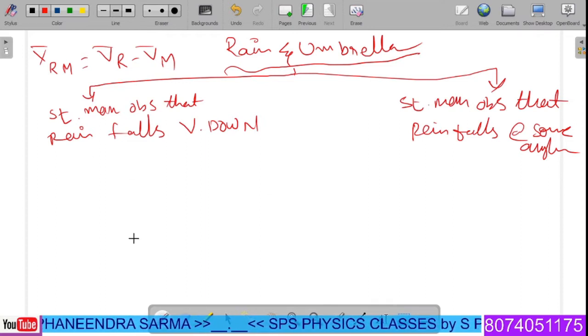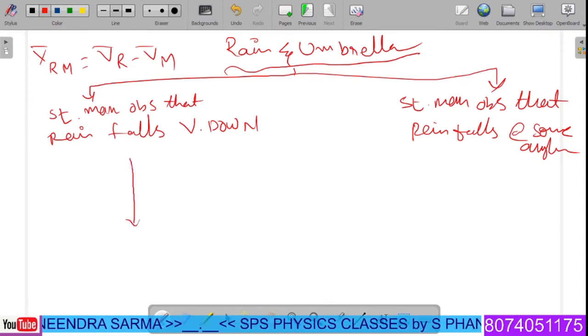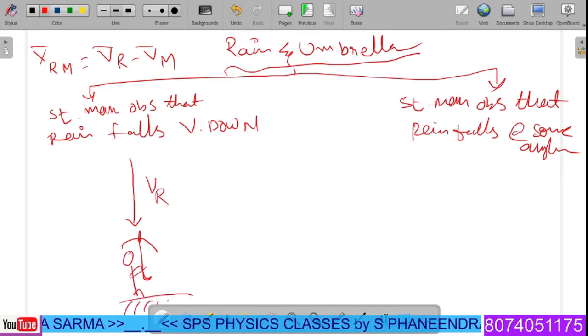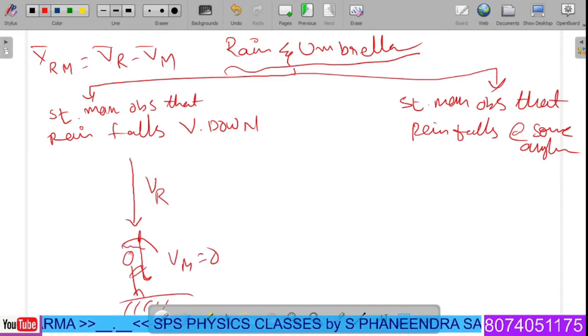What are the pictures? First, let us try to imagine here. This is the rain direction VR, and a stationary person is there like this. He simply is holding his umbrella in this direction. Imagine that this is the particular person. So for the man, velocity is 0, and he observes that rain falls exactly vertically down. That's the logic we have to imagine here.